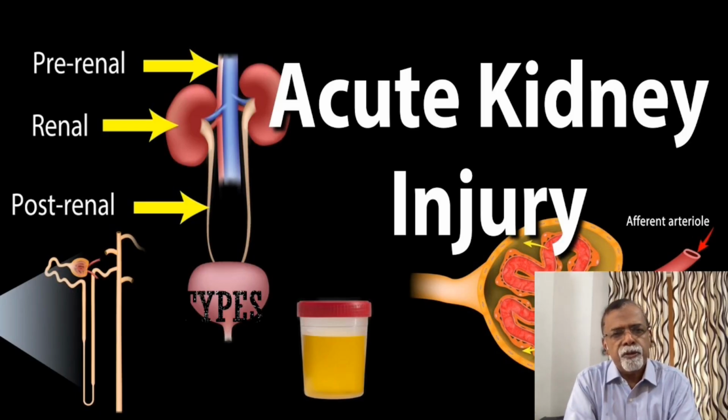So what are the types of acute kidney injury? In the traditional classification you divide it into pre-renal, that is before the kidney, mainly related to volume or perfusion to the kidney. Renal, that is the intrinsic renal problems. Post-renal, that is the obstructive uropathy.